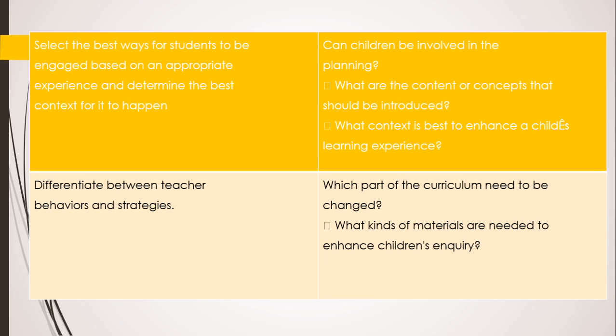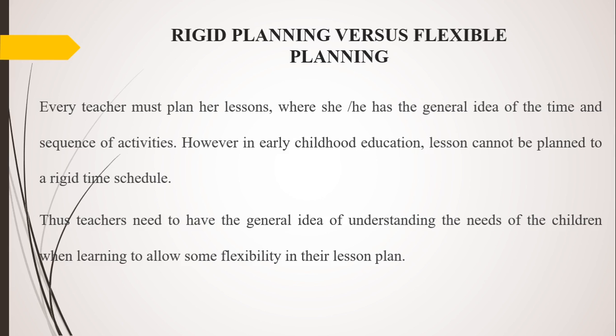So the next one is to select the best ways for students to be engaged based on appropriate experience and determine the best context for it to happen. Can children be involved in the planning? What are the content or concepts that should be introduced? What content is best to enhance a child's learning experience? So differentiate between teacher behavior and the strategies. Which part of the curriculum needs to be changed? What kind of materials are needed to enhance children's inquiry?